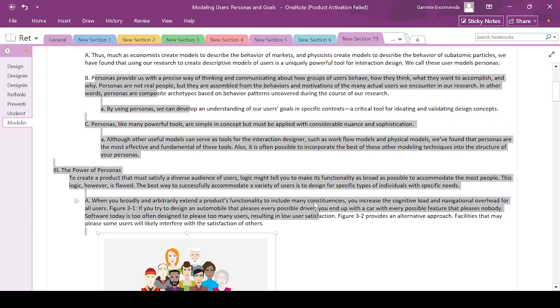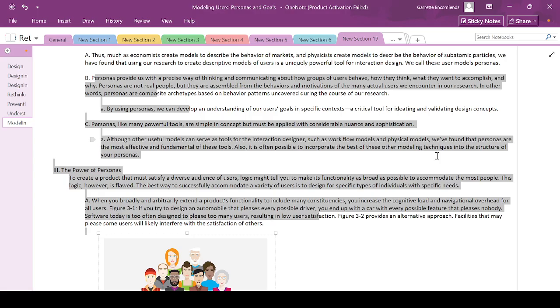Personas provide us with a precise way of thinking and communicating about how groups of users behave, how they think, what they want to accomplish, and why. So it allows us to identify the most important users at the same time. What is the most important behavior? What is the most important thinking, or what is the most important thing that they want to accomplish, and what is their most important why?